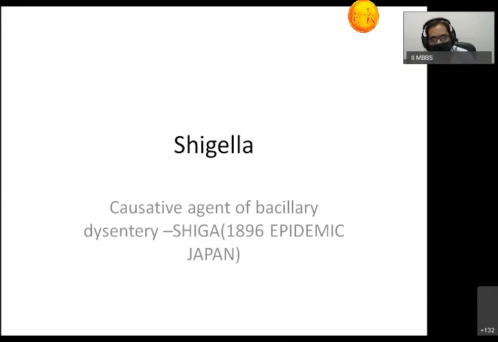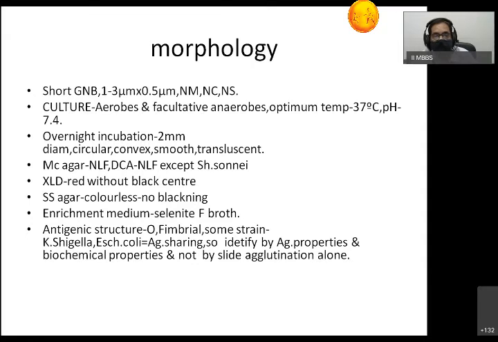Coming to the next part, Shigella, which is the causative agent of bacillary dysentery. Morphologically, they are gram-negative bacilli, non-motile, non-capsulated, non-sporing. They are aerobes and facultative anaerobes. When you grow them on culture medium with overnight incubation, you get a 2 mm diameter circular, convex, smooth, translucent colony. On MacConkey agar, it shows a non-lactose fermenting colony.